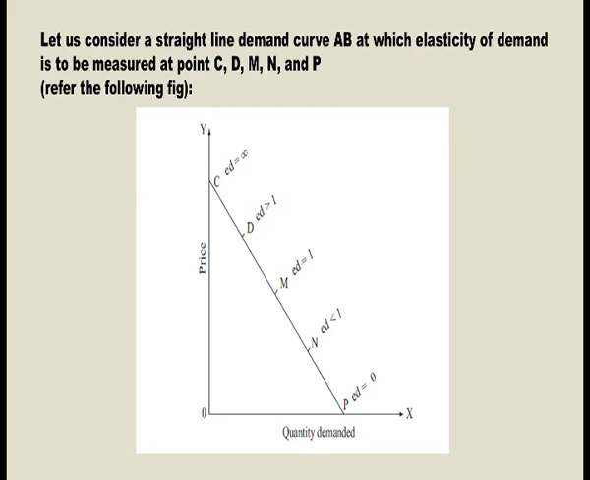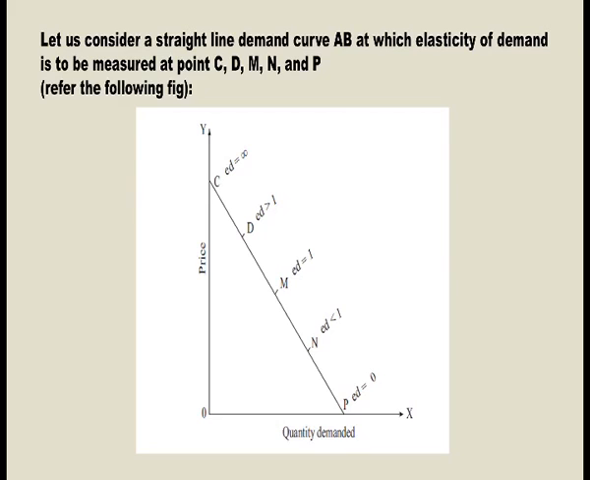Now at the point P, the elasticity of demand is equal to 0. Why is it 0? Because the lower segment of the demand curve is 0, whereas the upper segment of the demand curve is CP. 0 by CP, we get the elasticity of demand as 0.